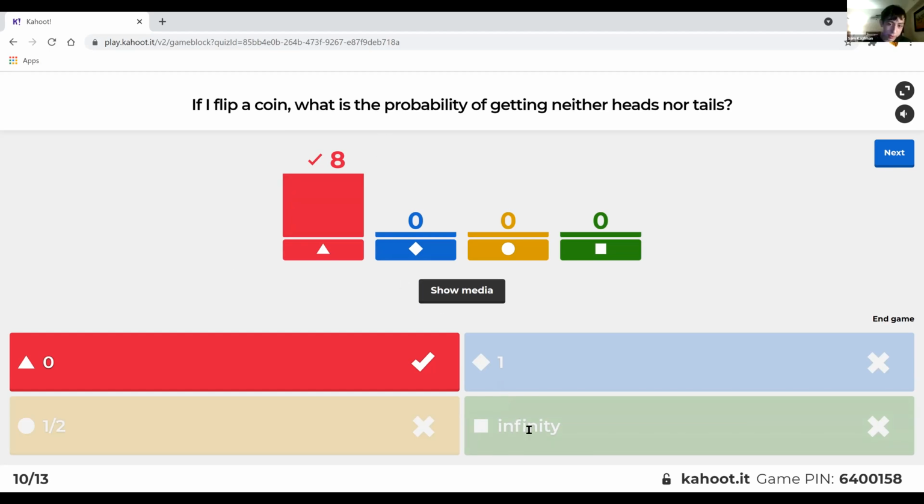Paul asked a question about infinity, and you could actually never have a probability be infinity because we always say that probability is between 0 and 1. So that's just kind of a trick answer that you would never have.